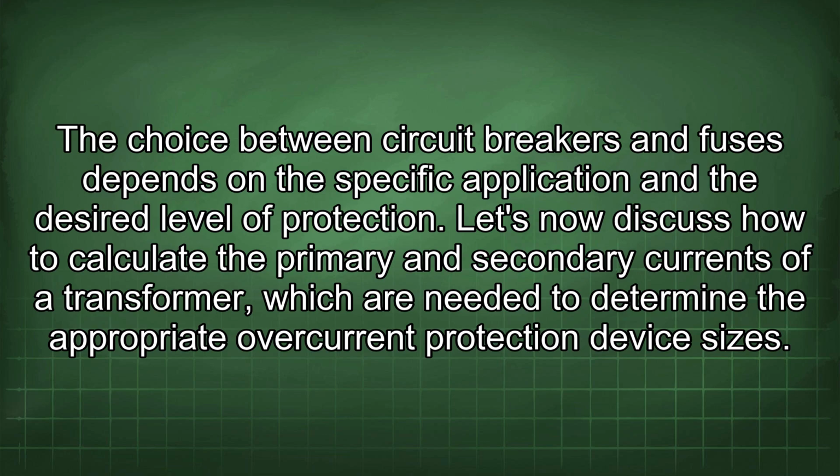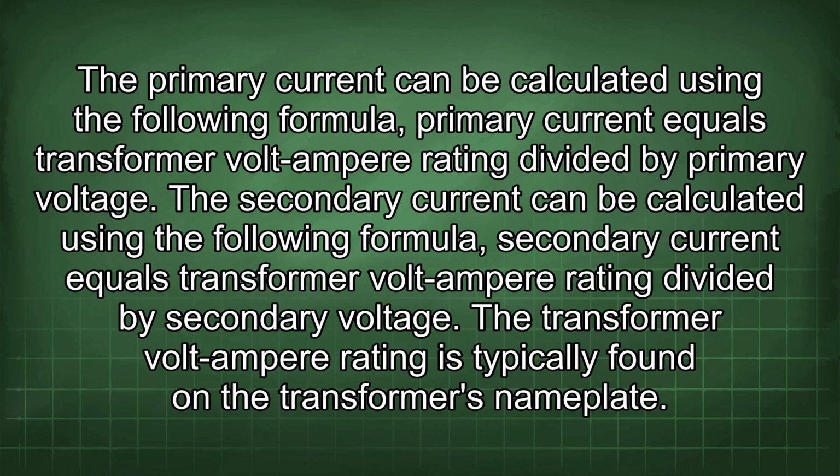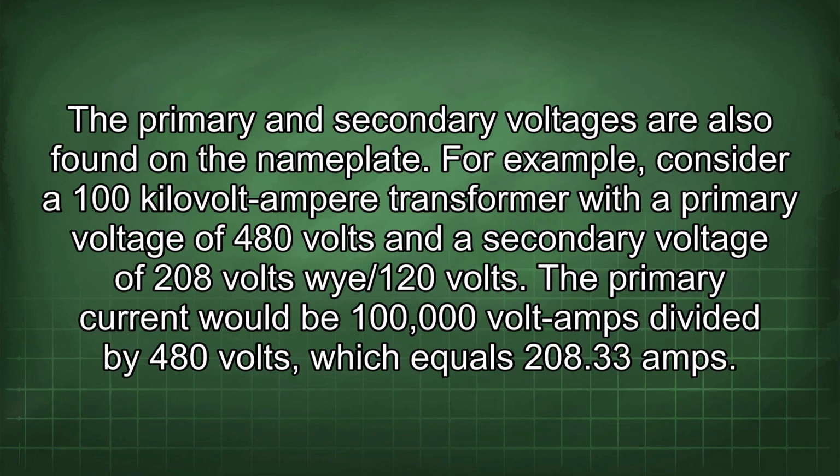Let's now discuss how to calculate the primary and secondary currents of a transformer, which are needed to determine the appropriate overcurrent protection device sizes. The primary current can be calculated using the following formula. Primary current equals transformer volt ampere rating divided by primary voltage. The secondary current can be calculated using the following formula. Secondary current equals transformer volt ampere rating divided by secondary voltage. The transformer volt ampere rating is typically found on the transformer's nameplate. The primary and secondary voltages are also found on the nameplate.